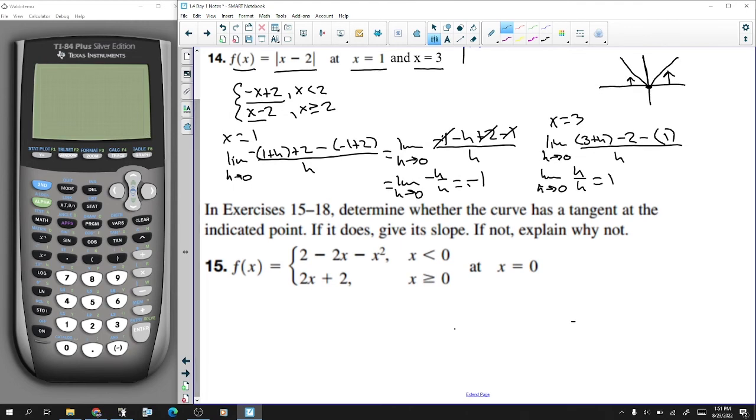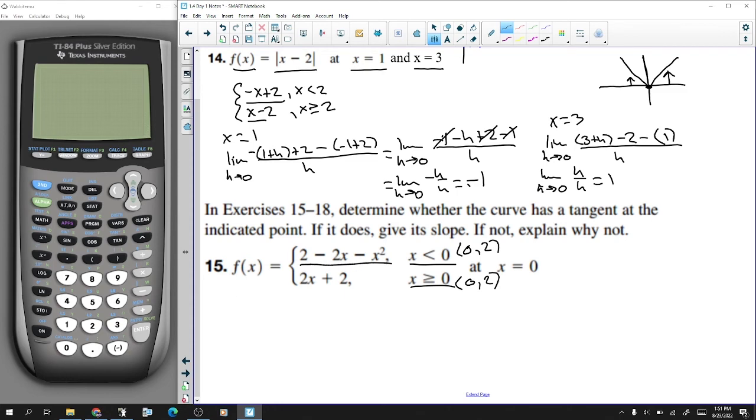Determine whether the curve has a tangent at the indicated point. If it does, give its slope. If not, explain why not. Well, first of all, in order to have a slope at a point, especially piecewise, the point has to be the same for both of these. It has to be a continuous function at this point. So if we plug 0 in, we get 2. And if we plug 0 in, we also get 2. Now, if those aren't the same, the answer is no. We don't have a tangent line there.